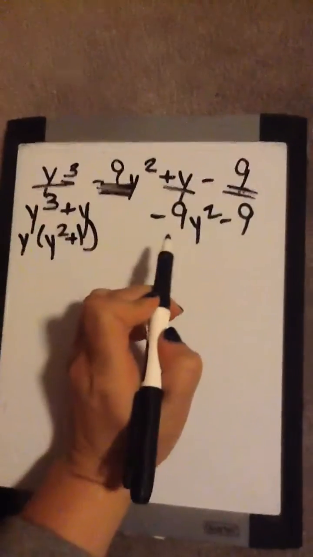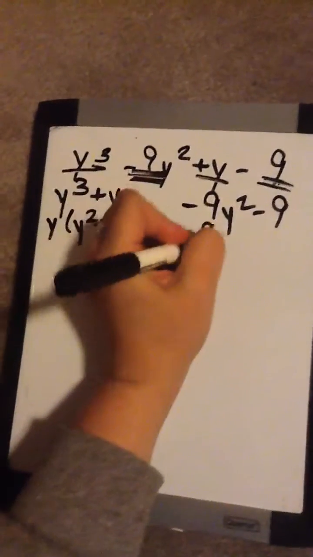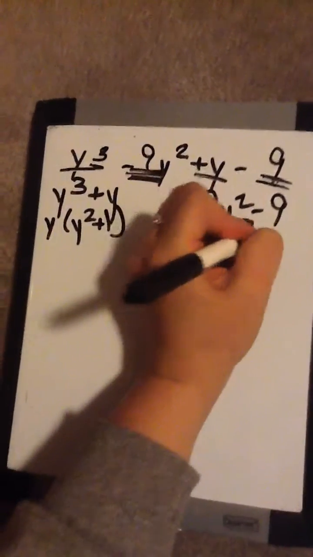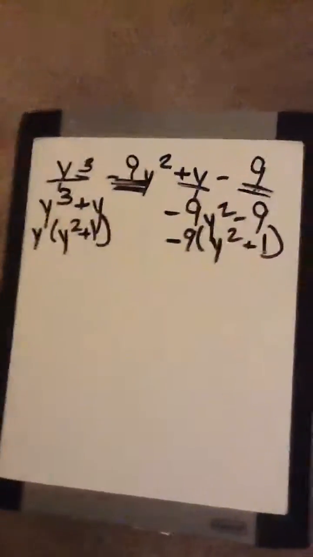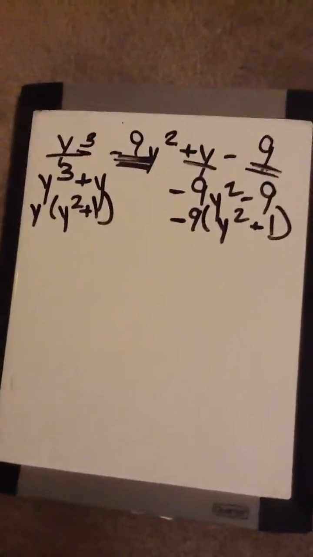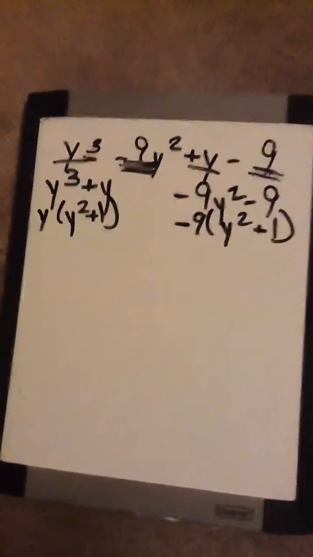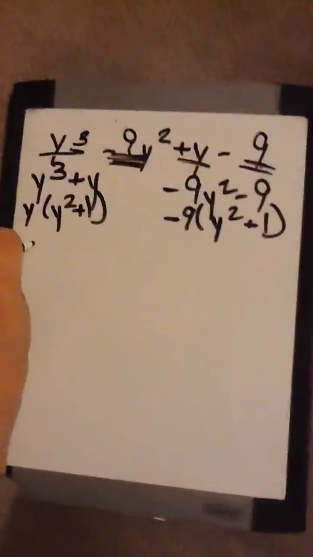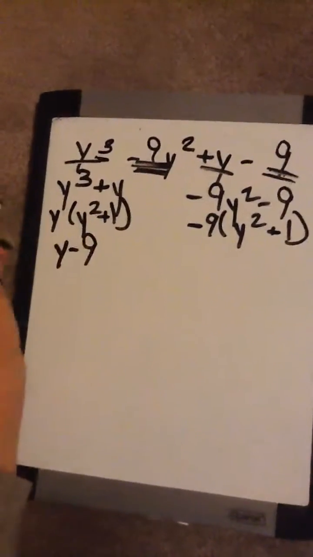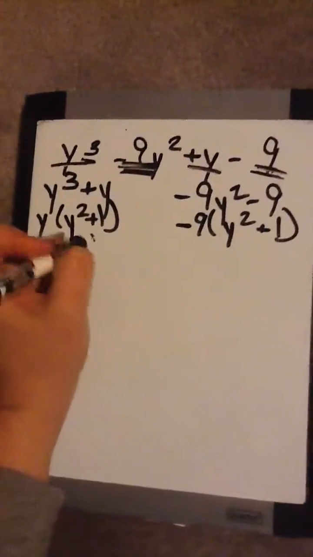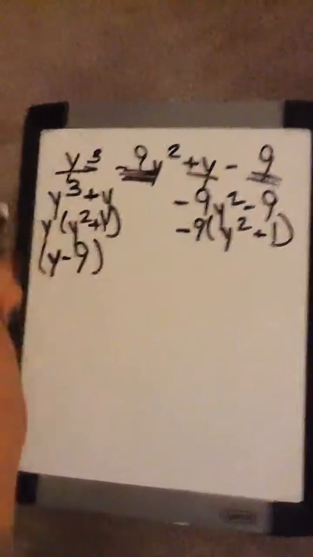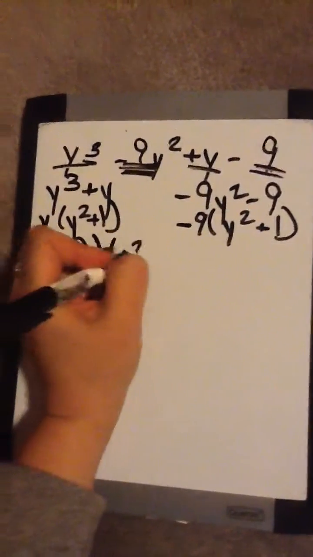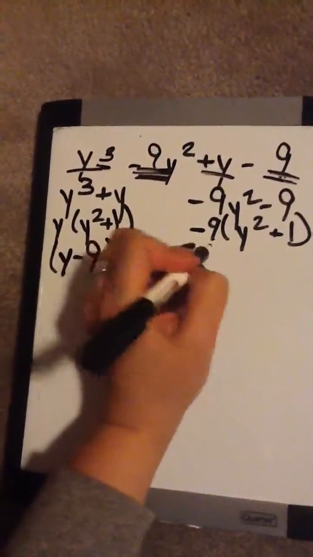On this side I'm going to factor out a negative 9. So that also gives me a y squared plus 1 on the inside. So now all you have to do is combine the coefficients of the factor. So that would be y plus a negative 9, so it would be y minus 9, times the common term. So it's y squared plus 1.